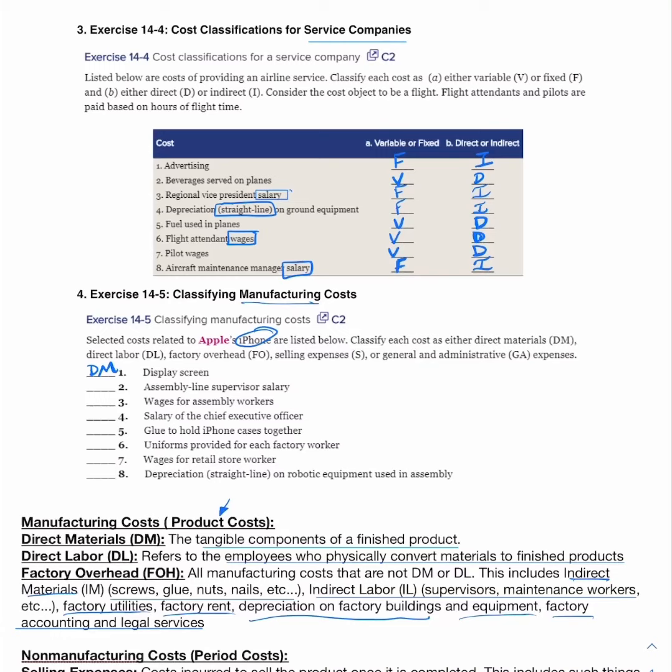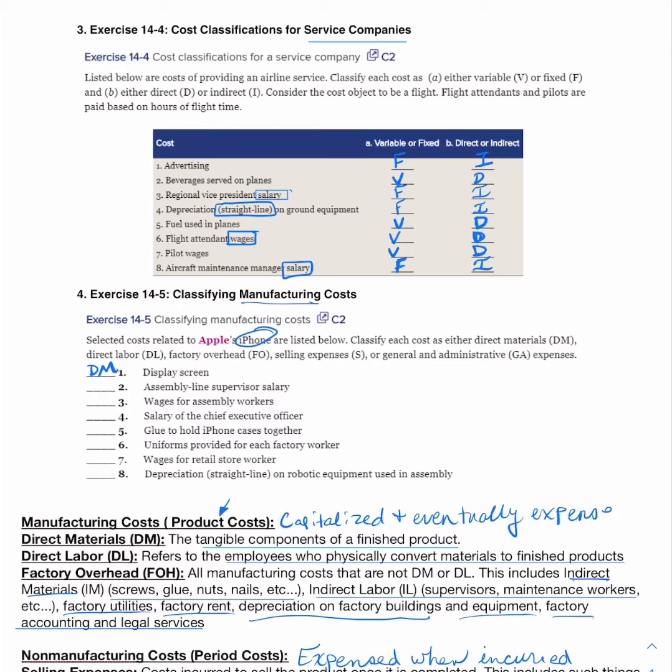Now, the next thing is if you're not one of these three items, then you're what we call a non-manufacturing cost. These are also called period costs, and these get expensed when incurred. Now, while we're here, I'm going to just take a second to point out that these actually get capitalized and eventually expensed.